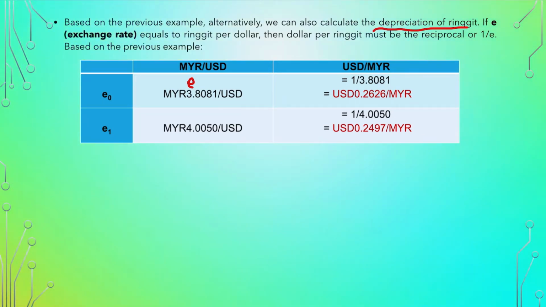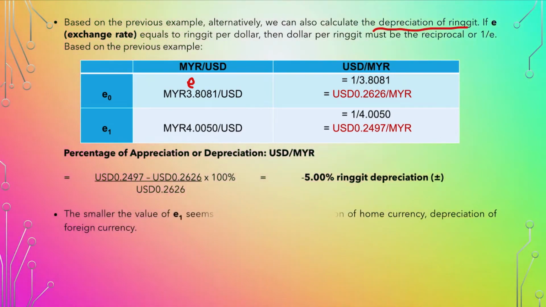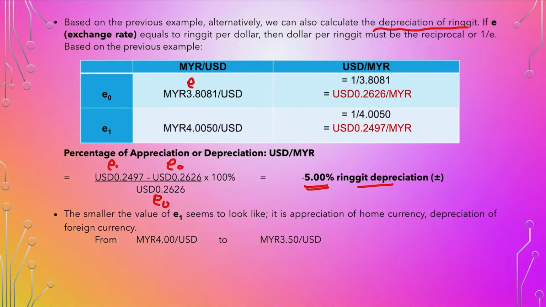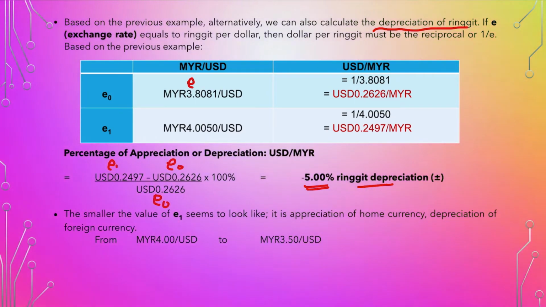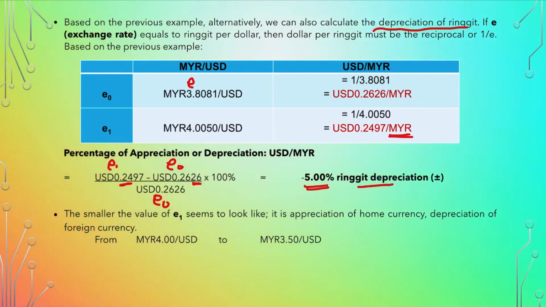The new exchange rate is 0.2497. So we calculate E1 minus E0 divided by E0. You will get negative 5%, ringgit depreciation. Why ringgit depreciation? Because this value is per Malaysian ringgit, and we got a negative value, so the ringgit depreciates.